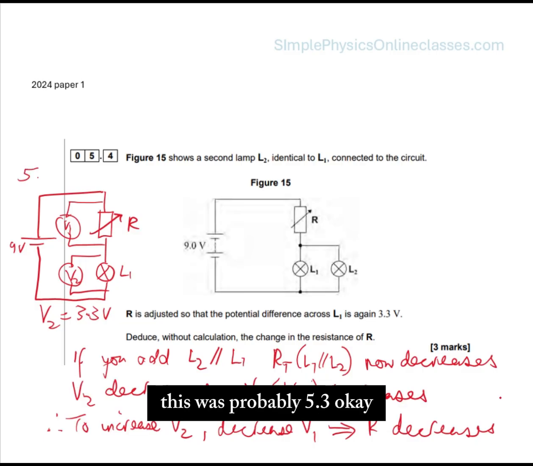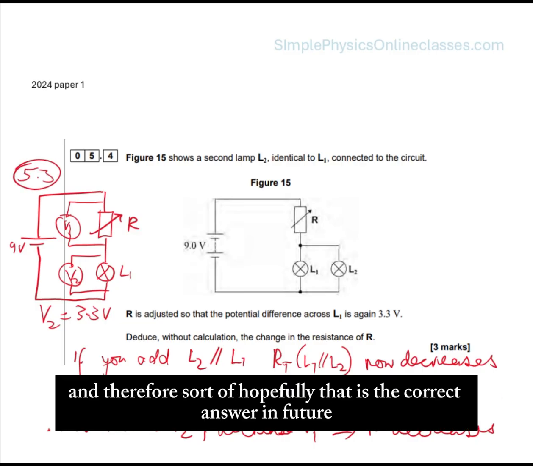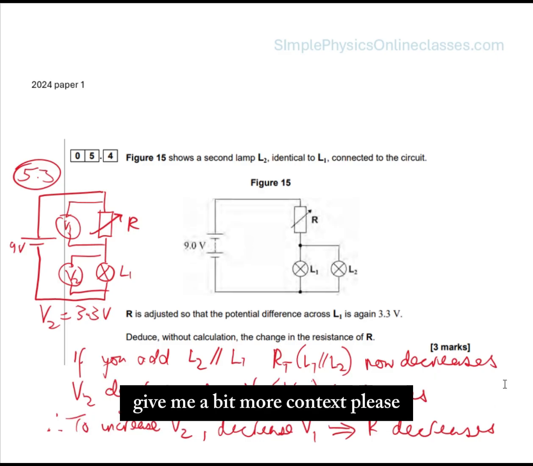This was probably 5.3. Okay, and therefore, hopefully, that is the correct answer. In future, give me a bit more context, please. Thank you.